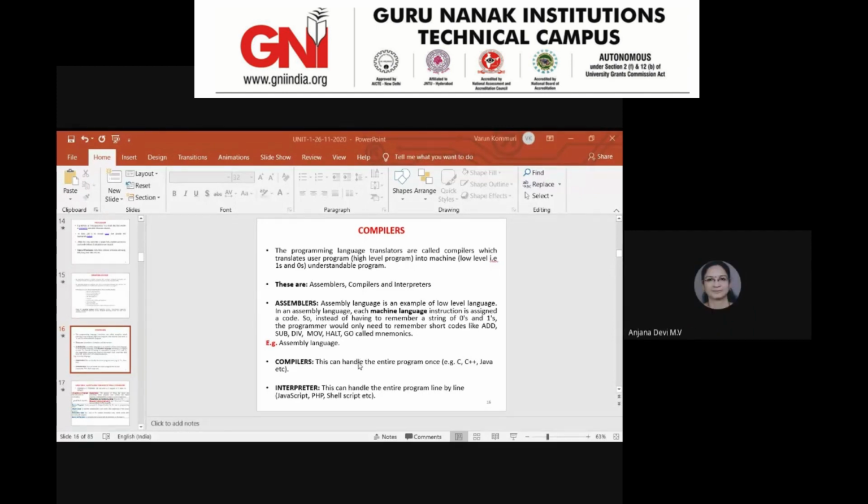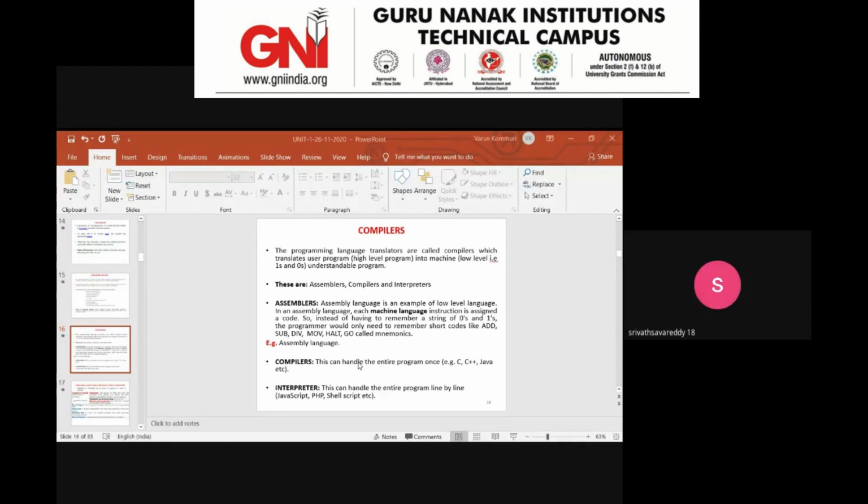Assembly level language is an example of a low level language. In assembly level language, machine level language instructions are assigned to the code. That means instead of zeros and ones, if you use some mnemonics to give the instructions, those symbols will be converted into machine code with the help of the assembler.